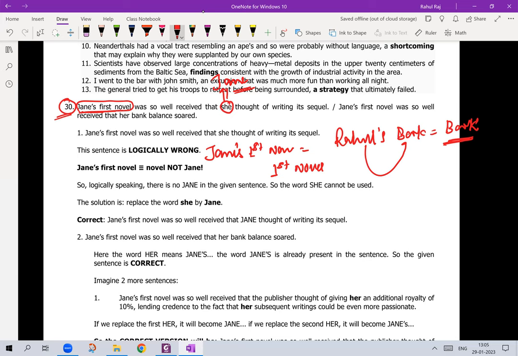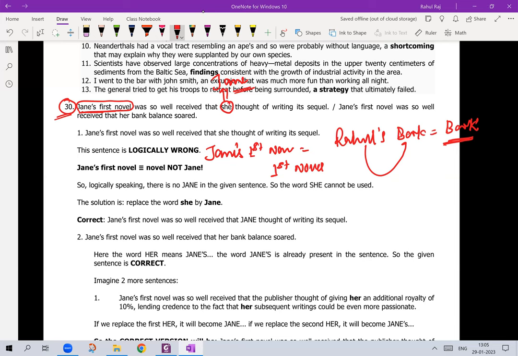But just imagine, Rahul: Jane's first novel was so well received that C thought of writing its sequel. Technically there is nothing called Jane available in the sentence. Jane's first novel is just first novel. That's it. And that's the reason you should replace C with Jane, because it is Jane who thought of writing its sequel.